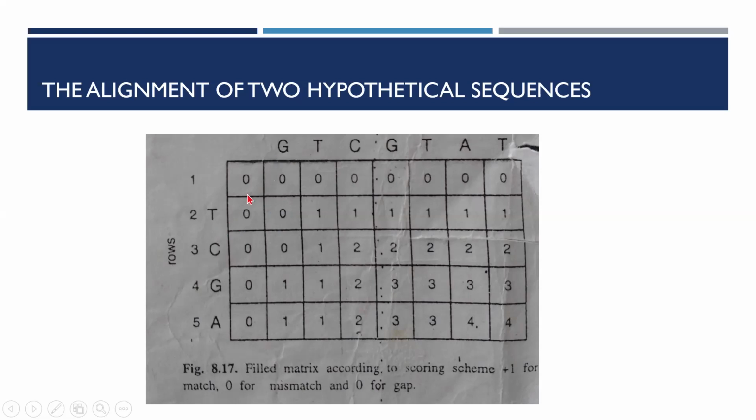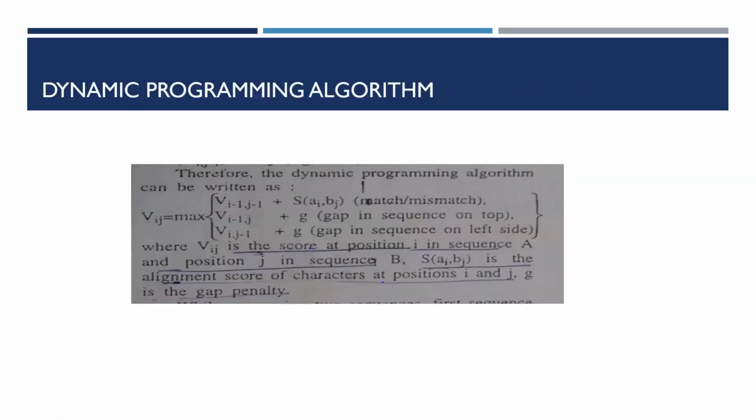GT. You all know GT is a mismatch, isn't it? So what is the score given for mismatch? The score given for mismatch is 0, isn't it? So I'm going back to the previous slide. This is the dynamic programming algorithm. This is the ij value, the Vij value to be filled. So as per the matrix we are trying to fill, this Vij is the 2, 2 position.